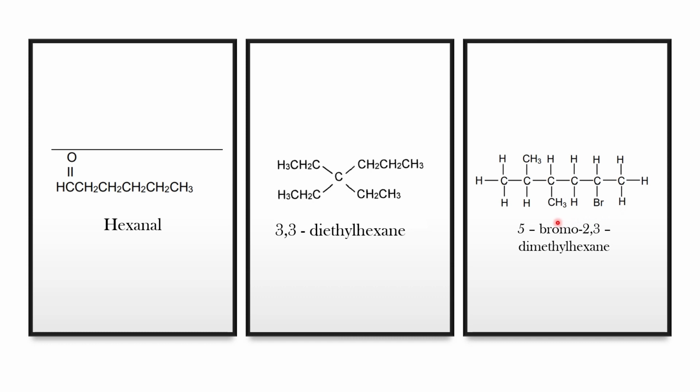The last one, 1, 2, 3, 4, 5, 6, hex. Now, there's a methyl here and there's a methyl here. So it's 1, 2, 3. So 2,3-dimethyl hexane. Di because there's 2. And on the fifth one, this sits a Br. So it'll be 5-bromo-2,3-dimethyl hexane.